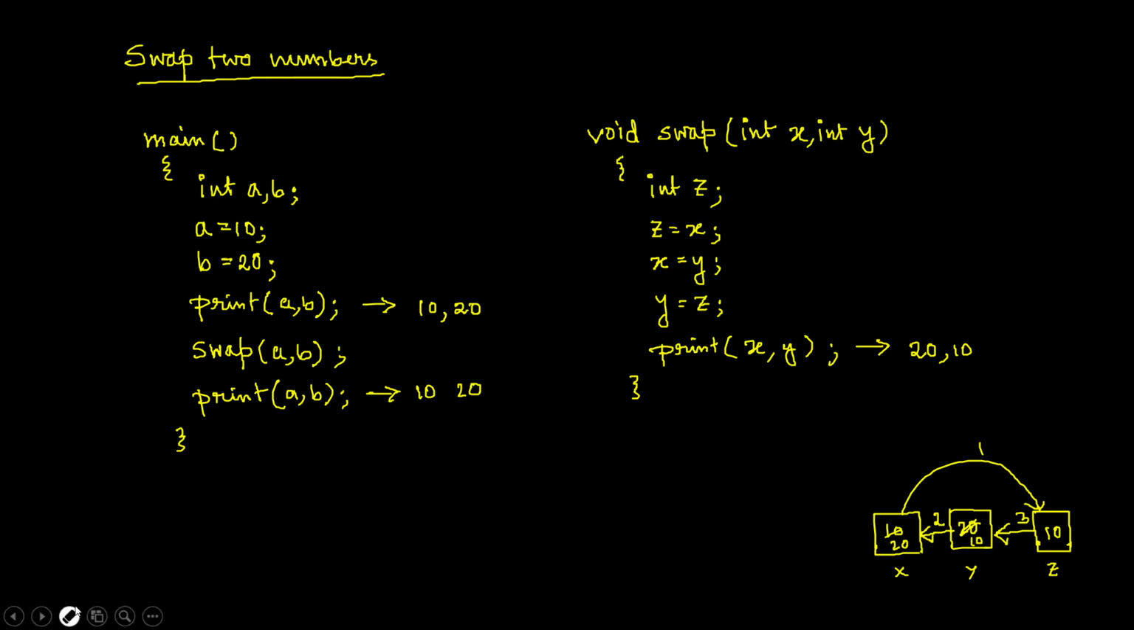Why? The same reason will come, that is the scope, because the scope of a and b was limited within the main function. So let's draw a simple diagram to realize it. Assume that this is our main function. We have two variables here, 10 and 20. This is a and this is b.